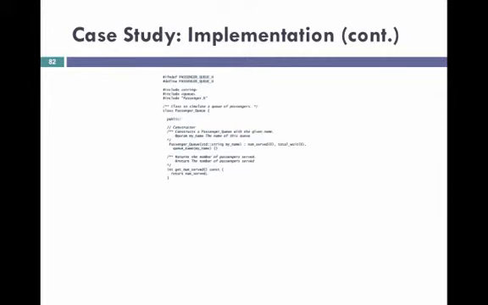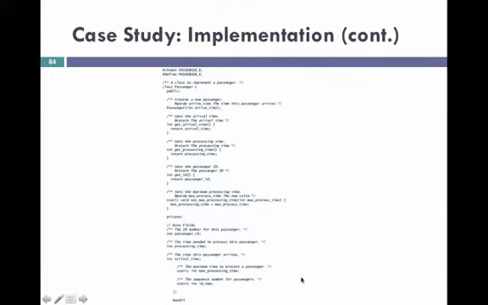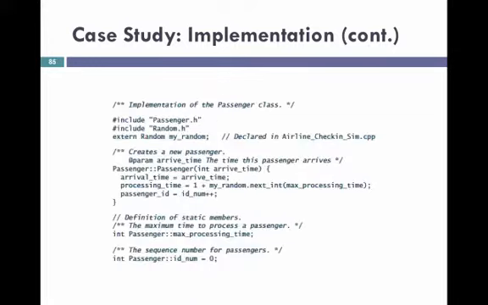Here's the header file for the passenger queue. Here we have a constructor and the getNumServed function. Here's some more of this implementation. And here are the private data fields that have the queue of passengers. Here's our passenger header file. And then here's an implementation of the passenger class. Here's the passenger constructor, the max time to process a passenger, and the sequence number for passengers.